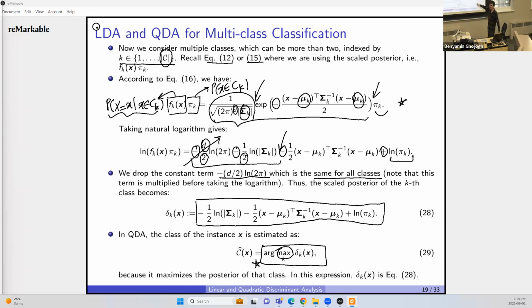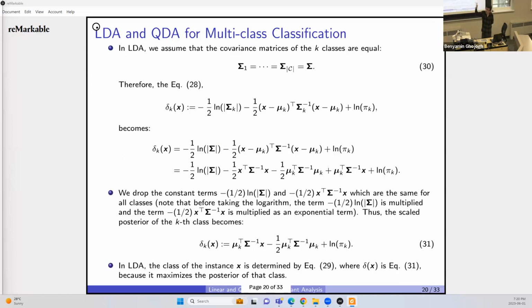This equation 29 is the test phase of LDA and QDA, because it maximizes the posterior of that class. In this expression, delta_k(x) is equation 28, which we have. And this is QDA. Why? Did we make any assumption that the covariances of the classes are the same in this slide? No, that's why it's QDA. Now let's have LDA for multiple classes. This was QDA for multiple classes.